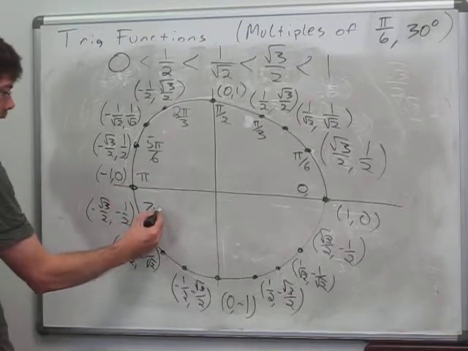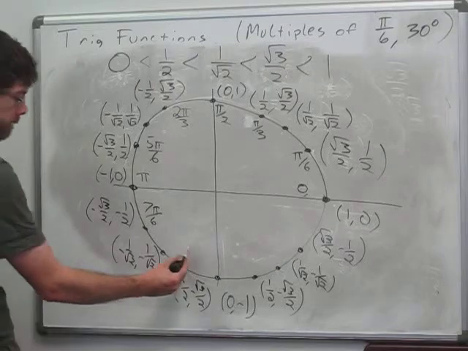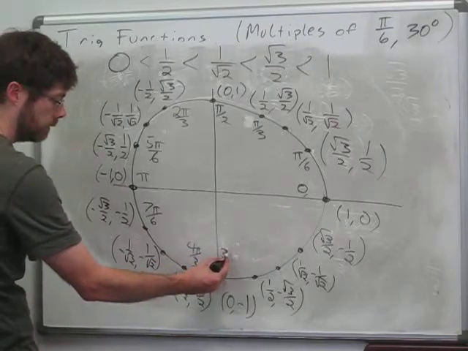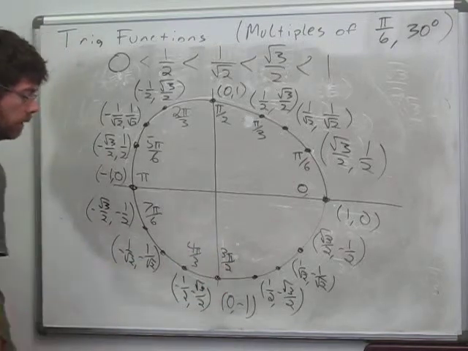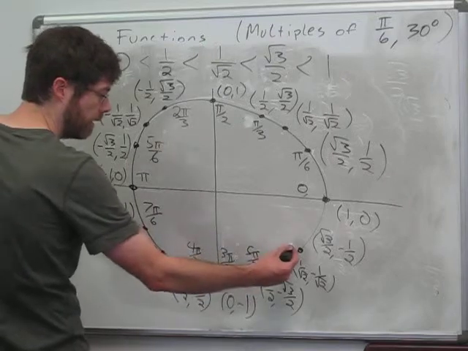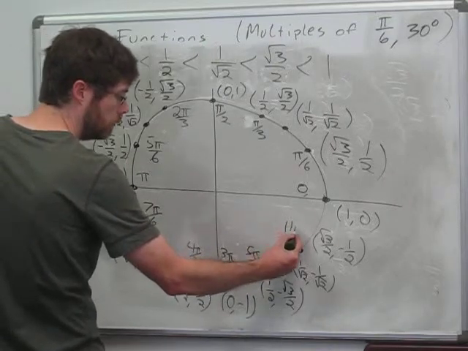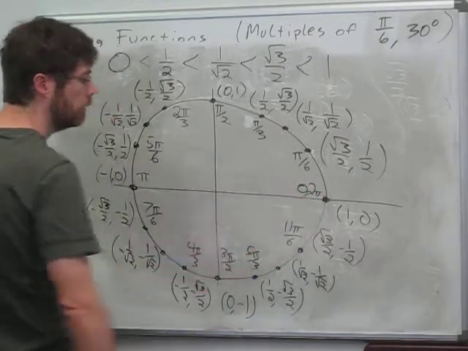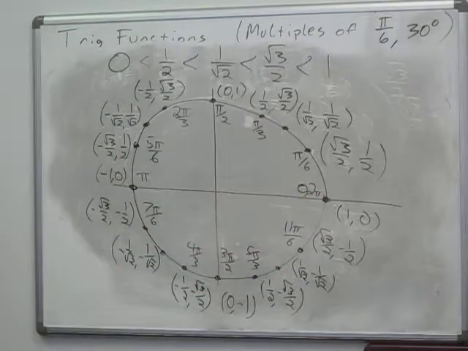7 pi over 6. 8 pi over 6, which is 4 pi over 3. 9 pi over 6, 3 pi over 2. 10 pi over 6, 5 pi over 3. 11 pi over 6. And then 12 pi over 6, which is just 2 pi. Okay. So I've done all the multiples of pi over 6.